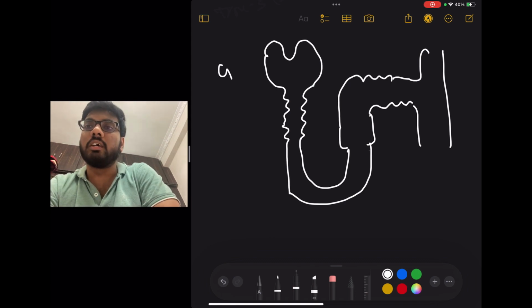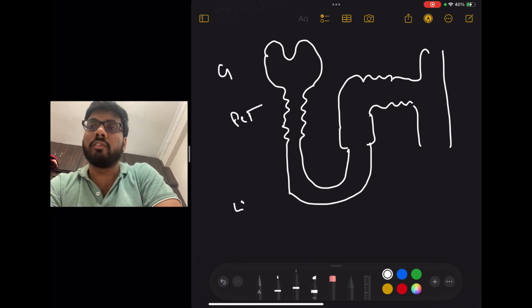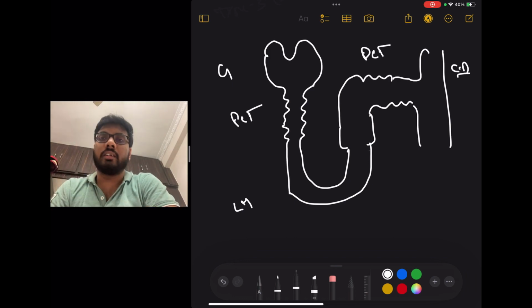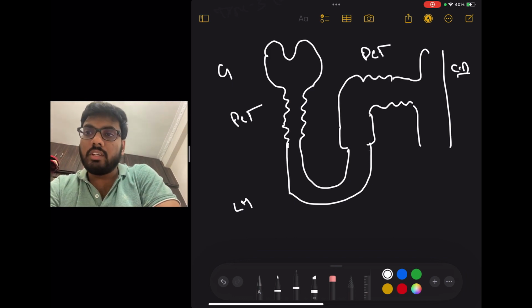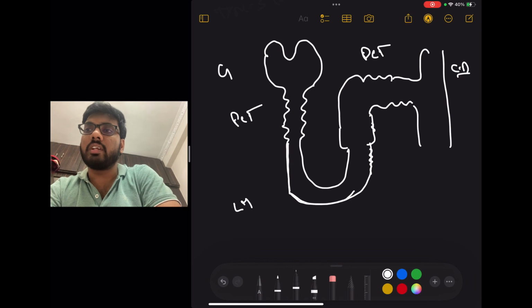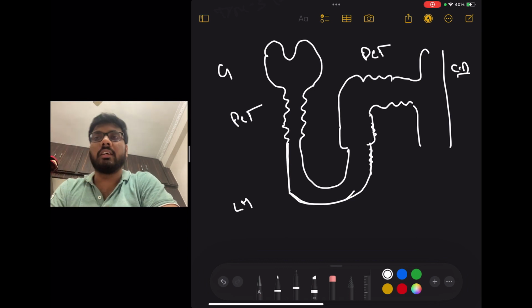This is glomerulus, this is PCT, this is a loop of Henle, this is DCT, this is collecting duct, right? This is a descending limb of loop of Henle, this is hairpin bend of loop of Henle, this is thin ascending limb, this is thick ascending limb, this is DCT, collecting duct, right?